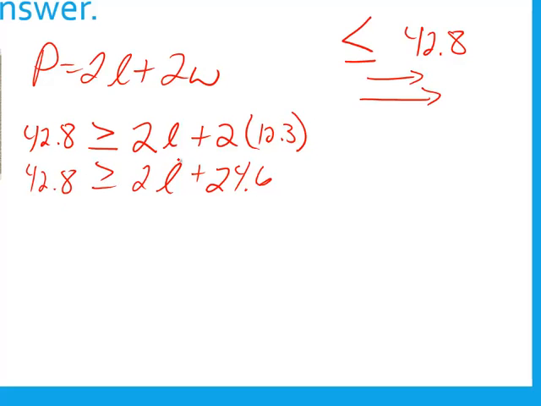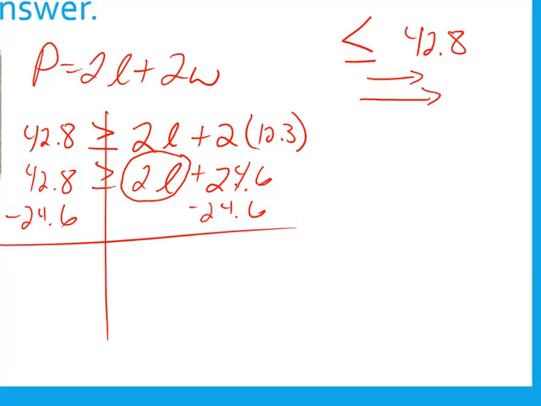Okay, now we still need to isolate the term with the variable in it. So we need to subtract 24.6. That'll add to 0. 42.8 minus 24.6 is 18.2. So 18.2 is greater than or equal to 2L.